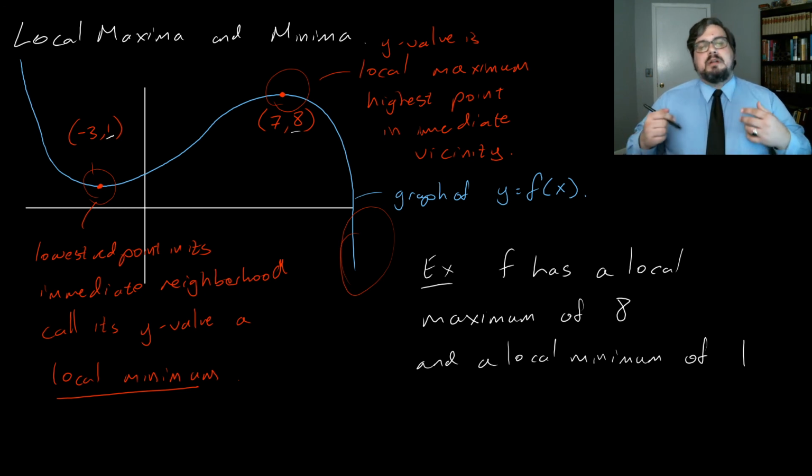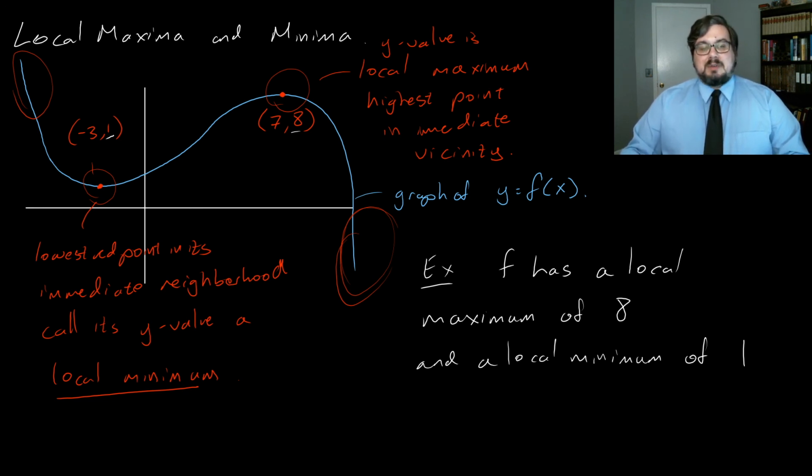Now, again, the term local here means that we're only looking in the immediate vicinity of this point. The fact that there are points over here on the left that have higher y values than 8, or points over on the right with lower y values than 1, doesn't matter to this question. We have one local maximum and one local minimum. The terms maxima and minima, by the way, are the plurals. Maxima is more than one maximum. Minima is more than one minimum.